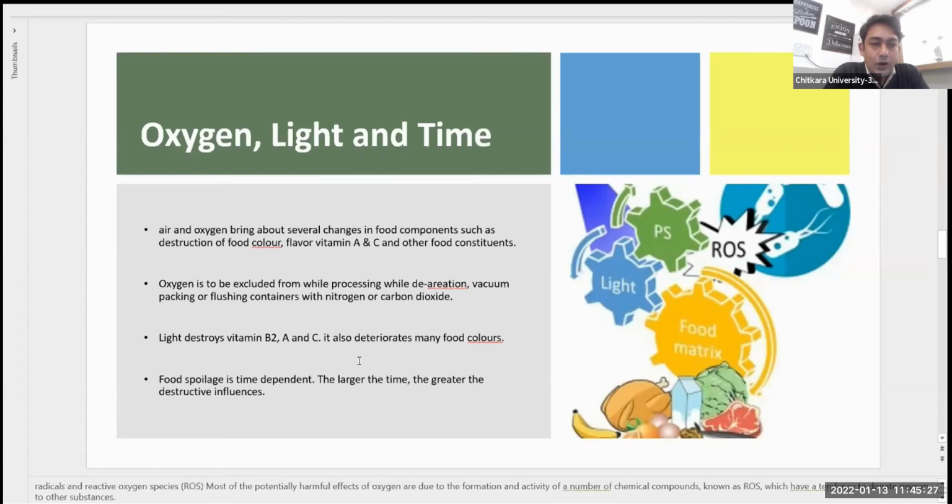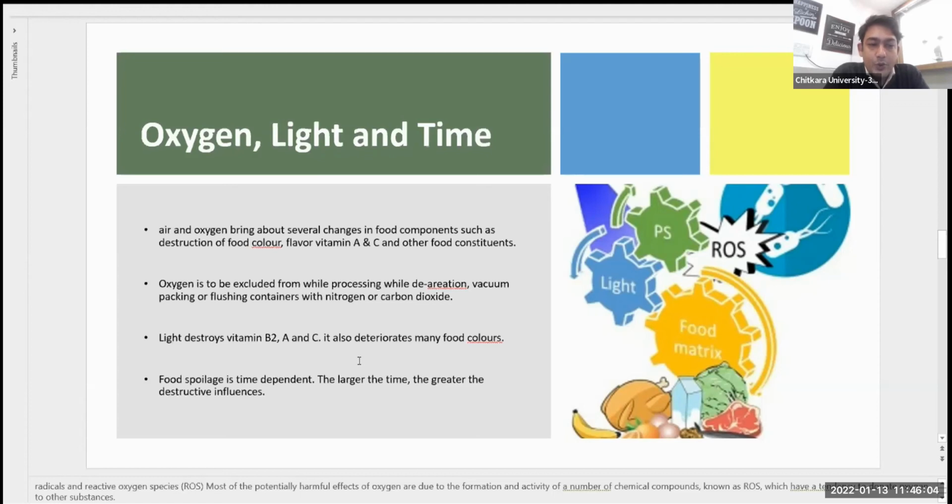Oxygen is to be excluded while processing, through deaeration, vacuum packing, or whatever. Whenever we are packing a food product in the packaging industry, you will see that in a packed product there is no oxygen. It is removed, and instead of oxygen, we fill it with nitrogen or carbon dioxide, so that the food product remains as it is for a longer time period. So that is the effect of oxygen on any food product.